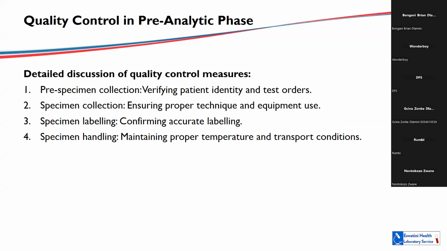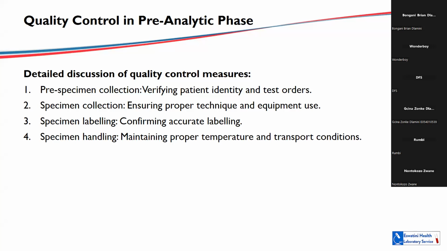We were talking about the detailed discussion on the quality control measures. So we were talking about the pre-specimen collection, the verification of the patient, and how important it is. We made an example of me swapping the samples, hence giving results that don't belong to the patient, which can have a detrimental effect on the patient. So let's talk about the specimen collection techniques.